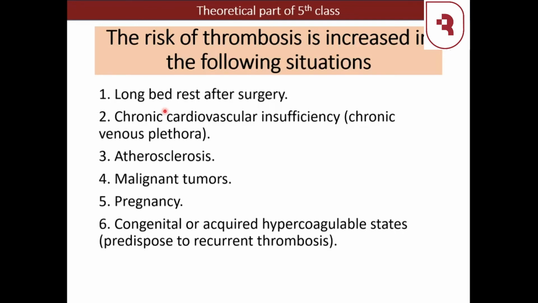Chronic cardiovascular insufficiency or chronic venous plethora, which may also be associated with heart insufficiency. Atherosclerosis will lead to damage of the blood vessel wall, and that's why we may see thrombus formation here. Malignant tumors also. Pregnancy, because the uterus will block some major vessels in our body, and it will lead to thrombus formation. And congenital or acquired hypercoagulative states.